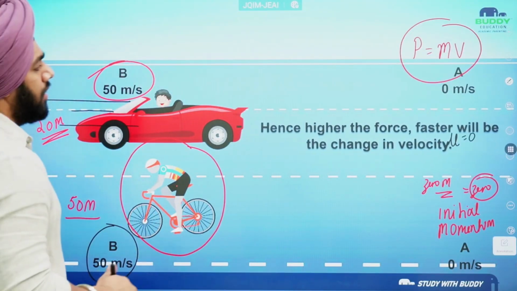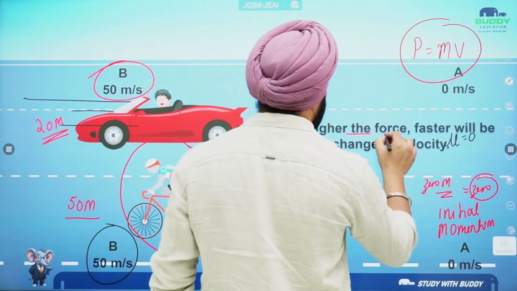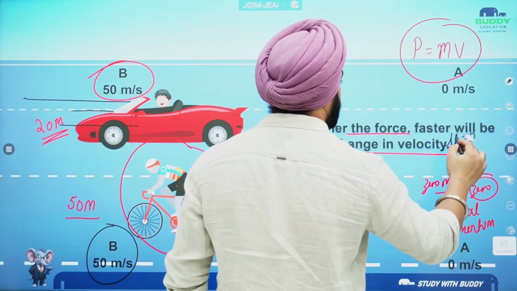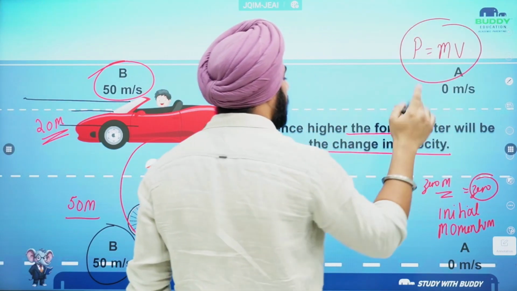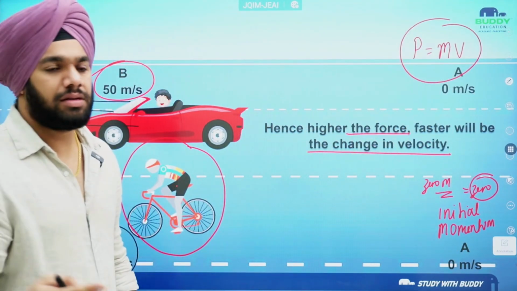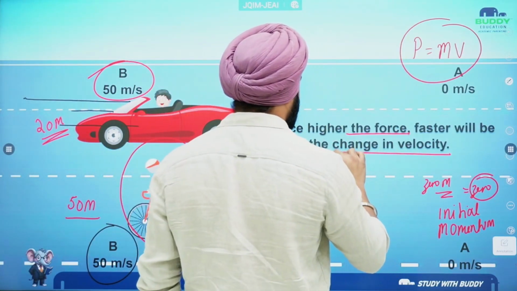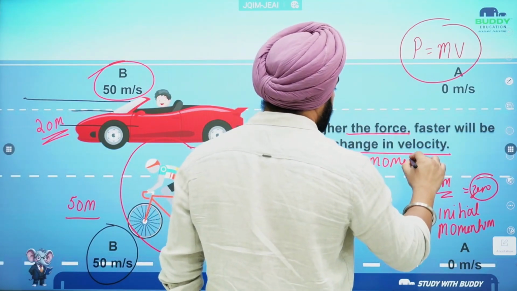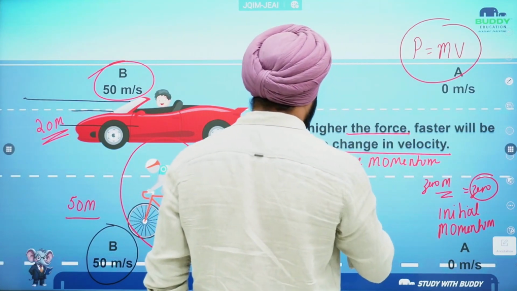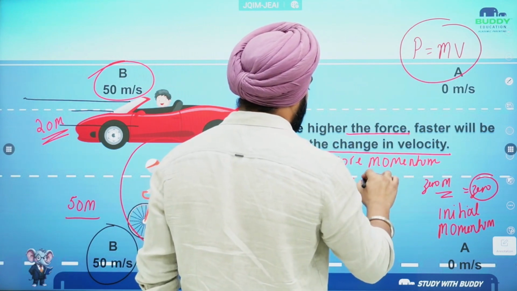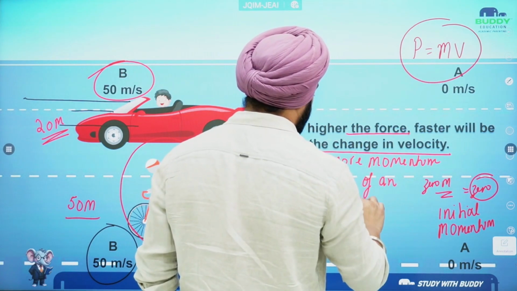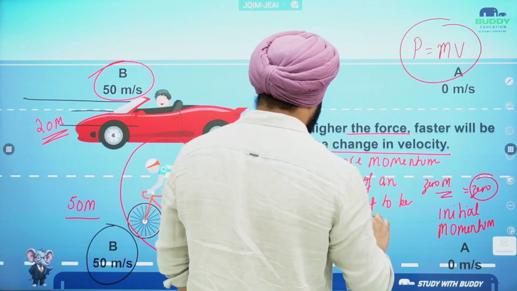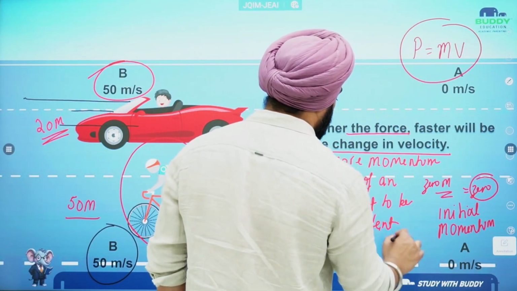So the higher the force, the faster the change in velocity. More force is applied, the velocity will change more quickly. More quick change in velocity means more change in momentum. So more velocity change, more momentum change, considering the mass of the object to be constant.